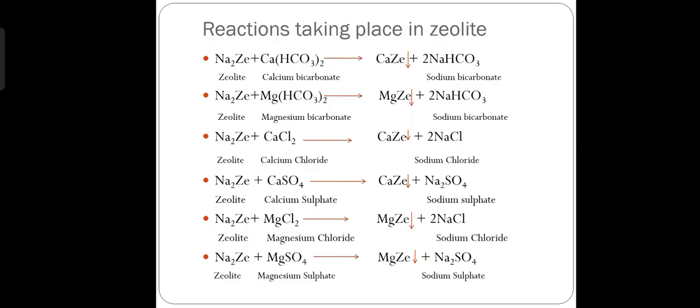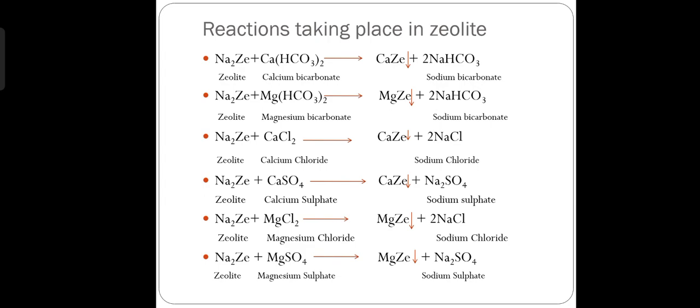Na2Ze, that is our zeolite bed, coming into contact with calcium bicarbonate, Ca(HCO3)2. What will happen? It will form CaZe along with the formation of 2NaHCO3, sodium bicarbonate. Now this downward arrow shows that precipitate is formed. So calcium zeolite precipitate is formed by this reaction of calcium bicarbonate. This precipitate will stay on the topmost layer of the zeolite bed, and the water will carry the sodium bicarbonate along with it.